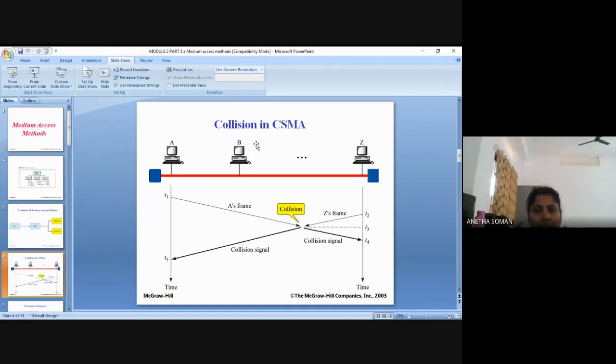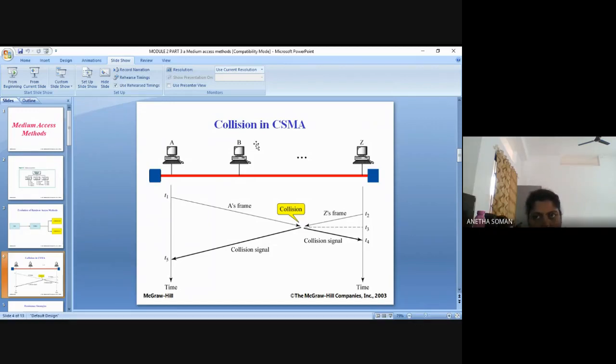Now at time T3, these two frames collide with each other. So collision happens between these two frames. Then you will have another signal, and that will be propagated back at time T4 to station Z and at time T5 to station A. That is what you can see in the diagram.